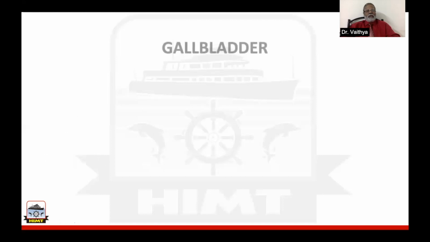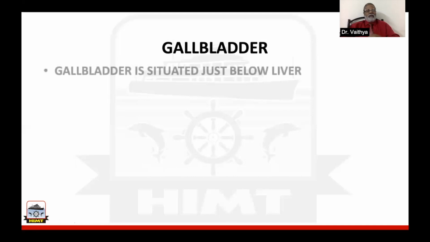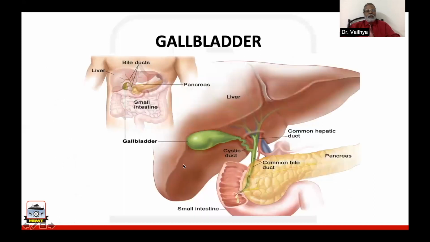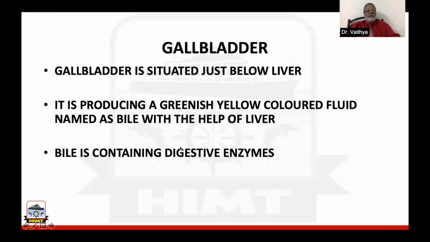Now we move on to the next organ, the gallbladder. This is a very small organ situated just below the liver. The color of that organ is also a greenish yellow. See, this is the liver, and just below that, the gallbladder. The color is also the same, greenish yellow. What does it produce? It produces a digestive fluid named bile. Bile contains digestive enzymes. It helps with digestion, especially fat digestion.